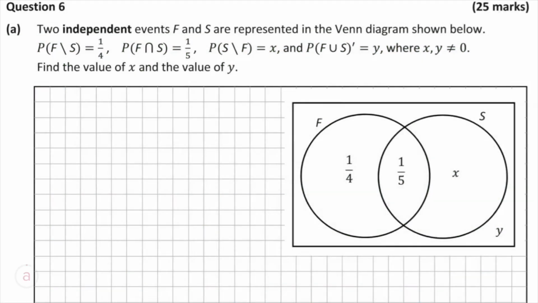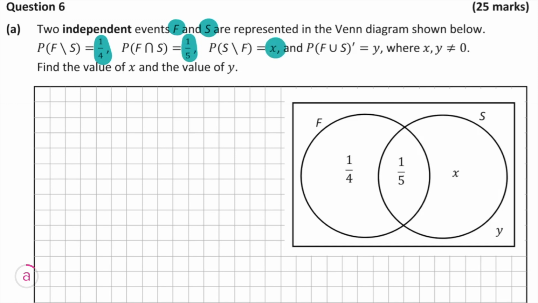Okay, so here's our question. We have two independent events, F and S, and they're represented in the Venn diagram below. The probability of F but not S is 1/4. So that's the probability of F minus the probability of the intersection. And the probability of the intersection is 1/5. And we know the probability of S but not F is X.